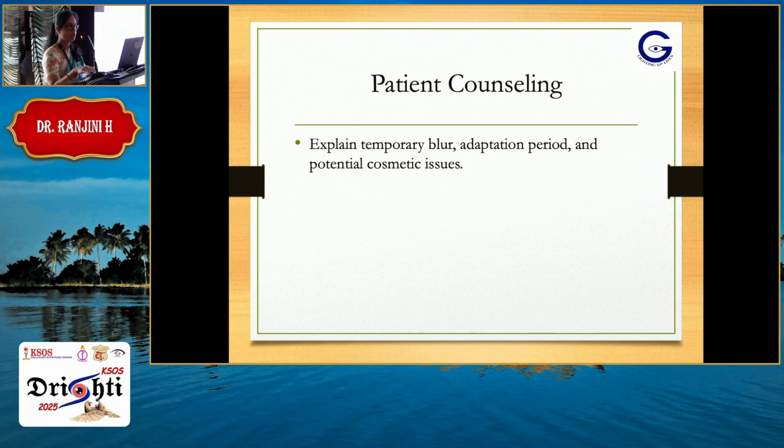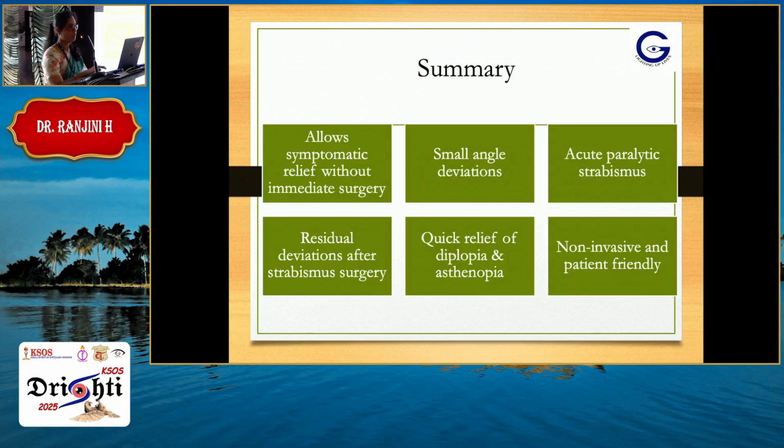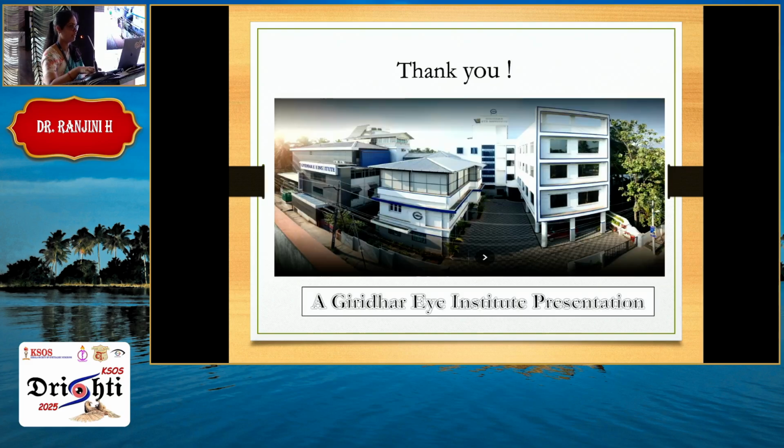So it's very important that you explain to the patient about the temporary blur, the adaptation time and the potential cosmetic issues. But of course, prisms are very useful because they allow symptomatic relief without any immediate surgery. They are very useful for small angle deviations in acute paralytic squints, and for any residual deviations after strabismus surgery, with very quick relief of diplopia and asthenopia. Of course, they are very patient friendly and non-invasive. These are my references. Thank you.